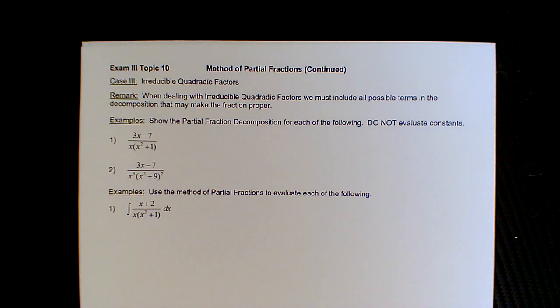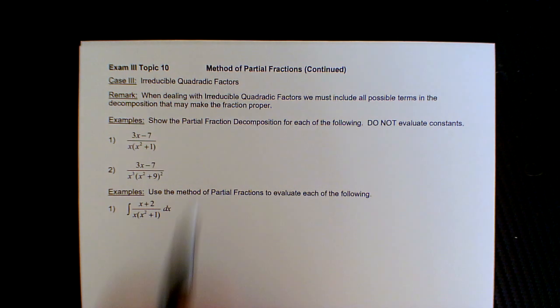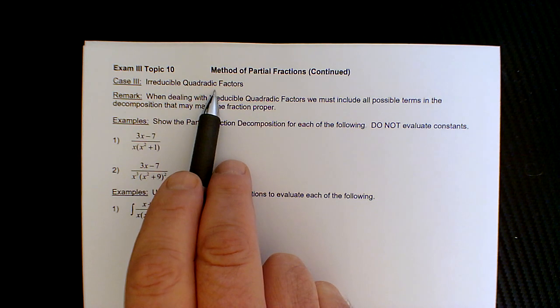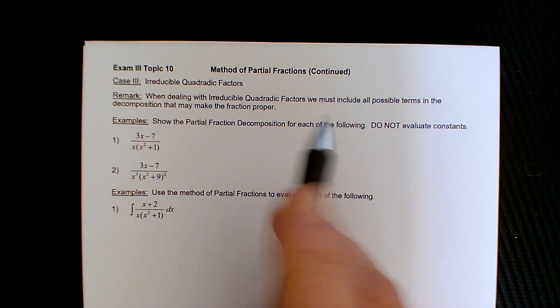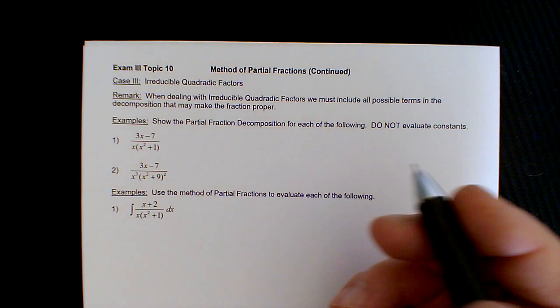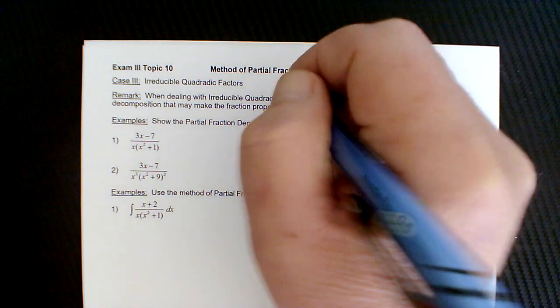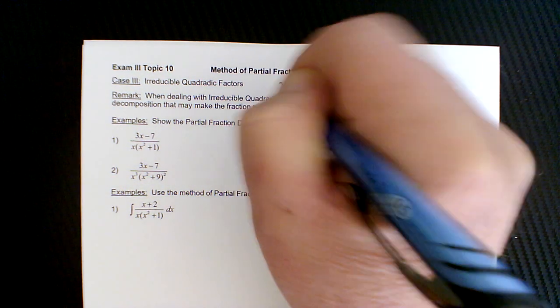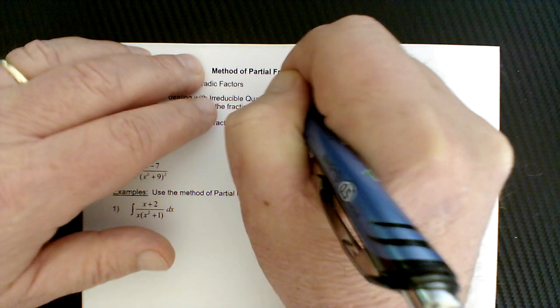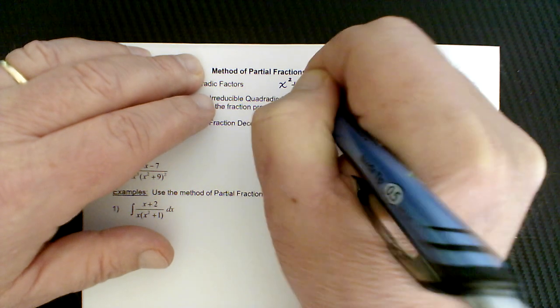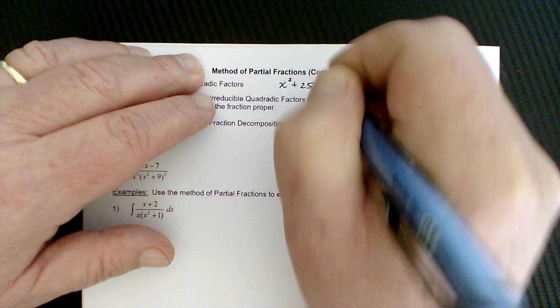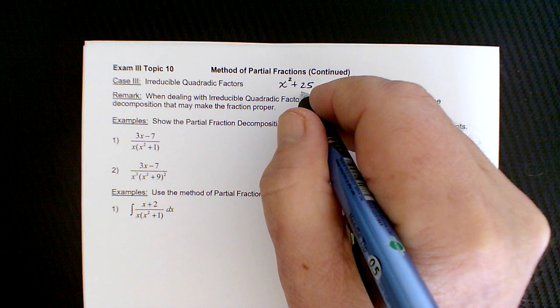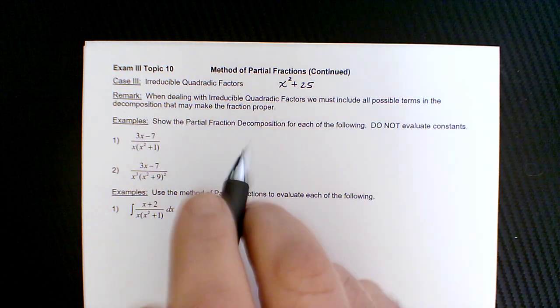Hello everyone, this is topic 10 of exam 3, method of partial fractions, or last case, irreducible quadratic factors. As we talked about before, irreducible quadratics, or quadratics that are not factorable, we typically will see in the form of a sum of two squares, like for example x squared plus 25. So we know we can factor the difference of two squares, but not the sum of two squares.